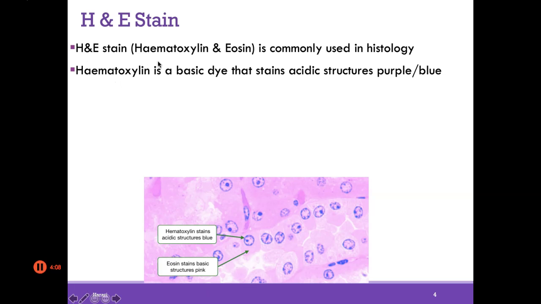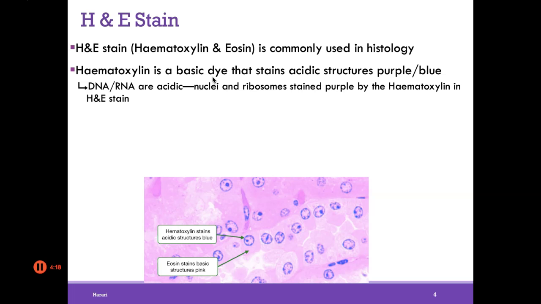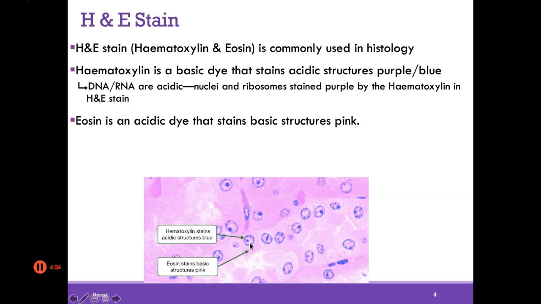Hematoxylin, so H&E has 2 different stains in it. Hematoxylin is a basic dye that can stain acidic structures purple or blue. So since DNA and RNA are nucleic acids, they're acidic. Nuclei and ribosomes are stained purple by the hematoxylin in the H&E stain. So you can see over here, all of these cells, these nucleic acids are stained darker with H&E.